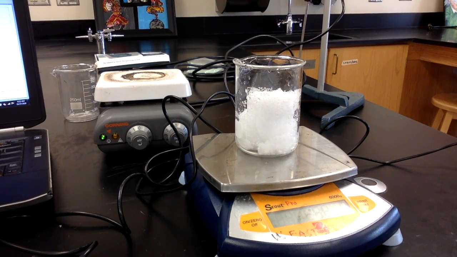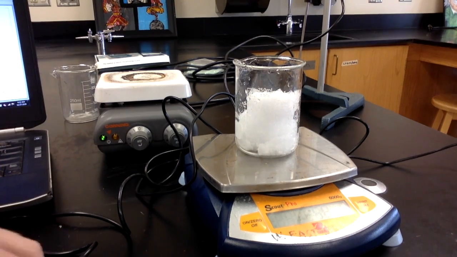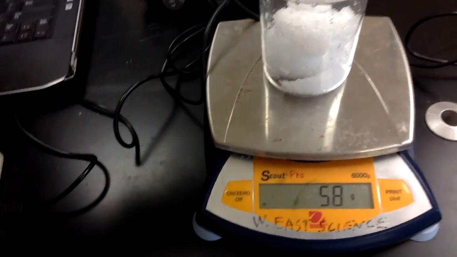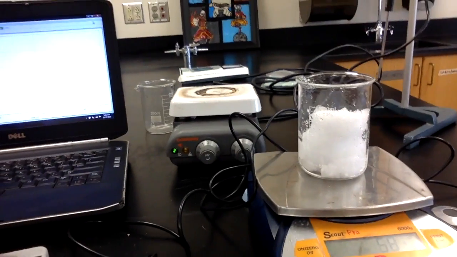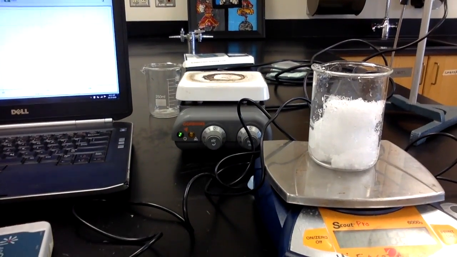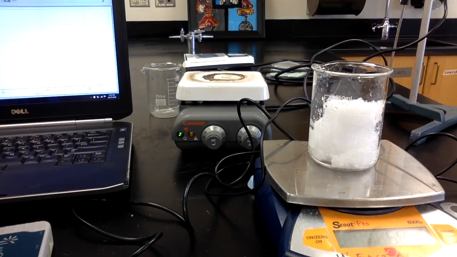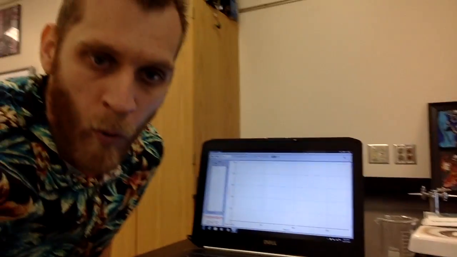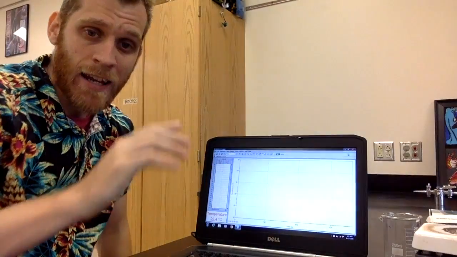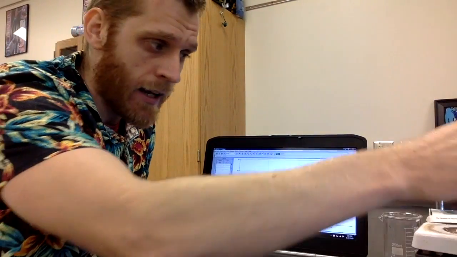I went outside and got some snow, and what I did is I measured the mass of the snow with this scale here. You can see that the snow is 58 grams. I tared the scale with the beaker in it, so now it's just reading the mass of the snow. What I'm going to do then is take that snow and put it on a hot plate.